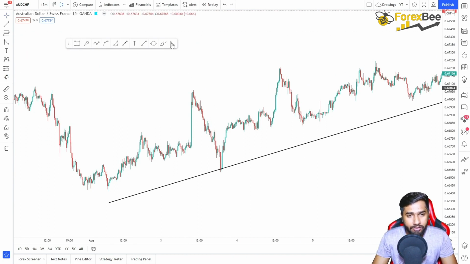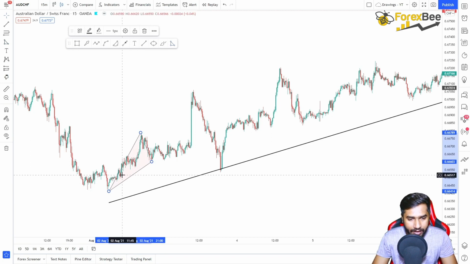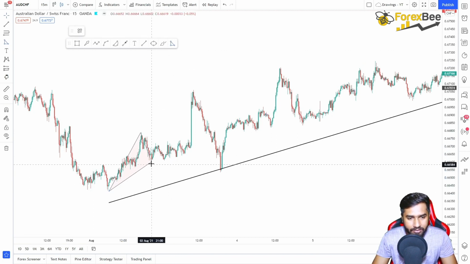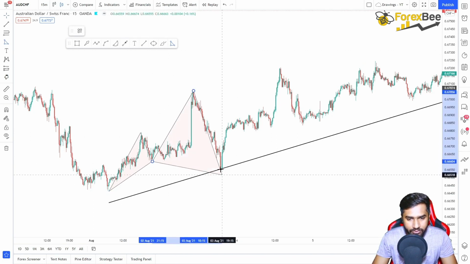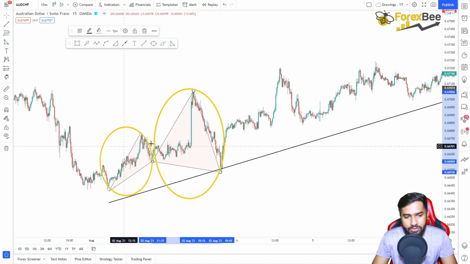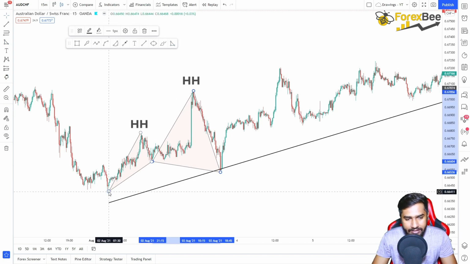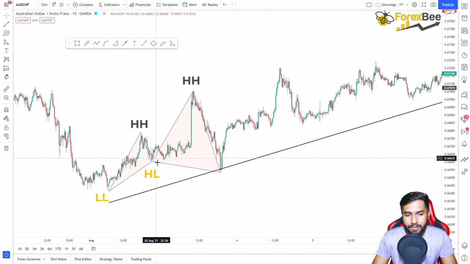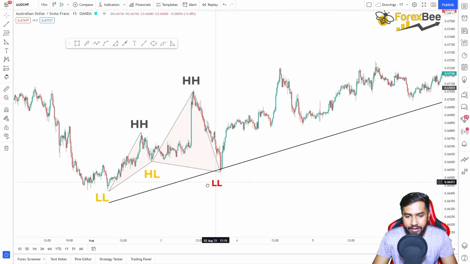If I draw a swing here, we can see that from here to here is one swing, and then another swing from here to here. So this is our first swing and this is our second swing. There is a formation of these higher highs, this is our lower low, and again this is our higher low. After the formation of a higher low, in order to be sure the market is going bullish, we should see another higher low. But what we actually see here is another lower low.